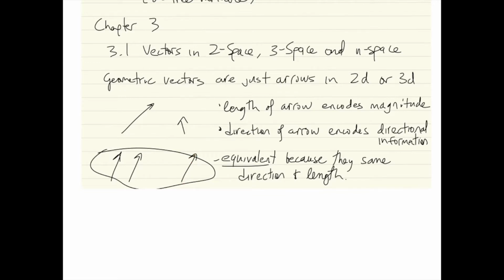And sometimes we'll say that two vectors are equal if their associated arrows are equivalent. So we'll sometimes interchangeably use equivalent and equal when talking about vectors.